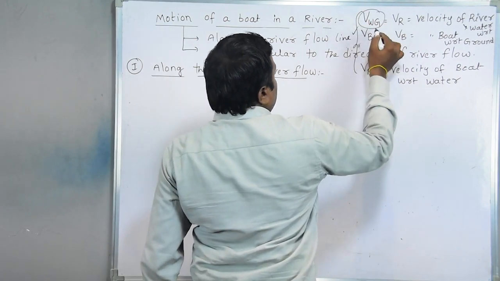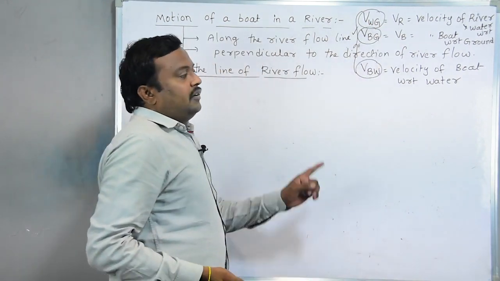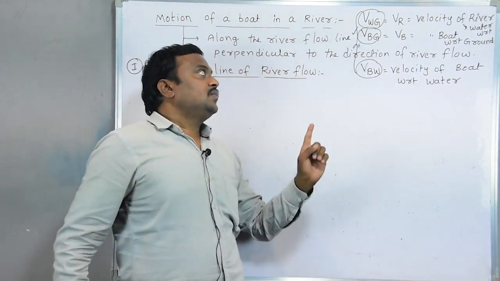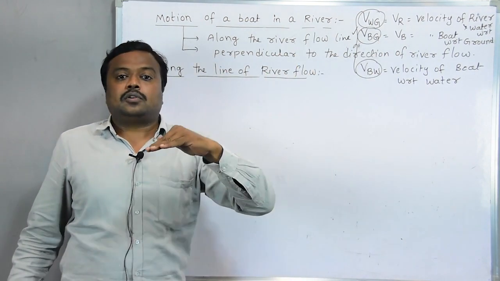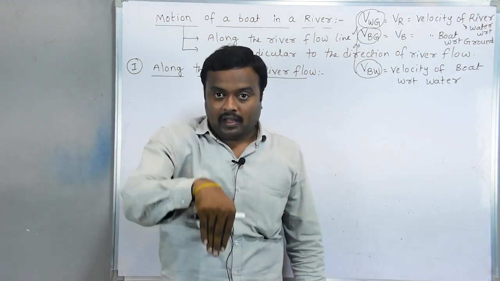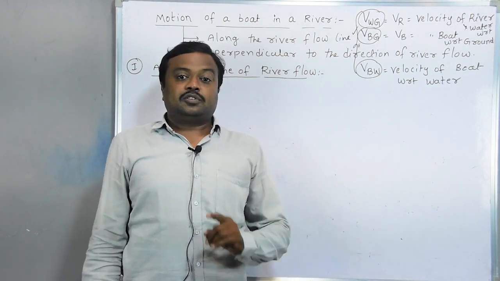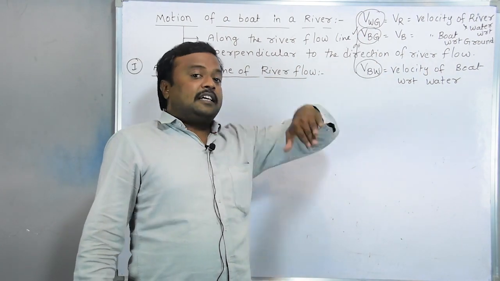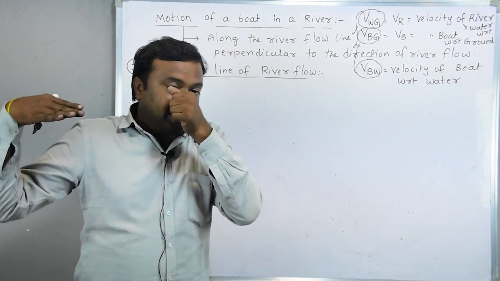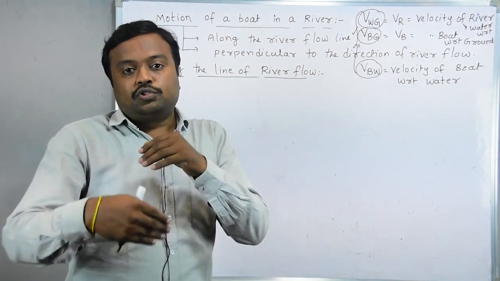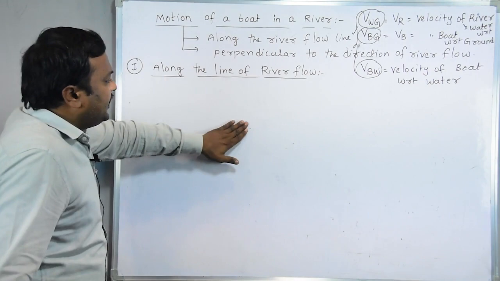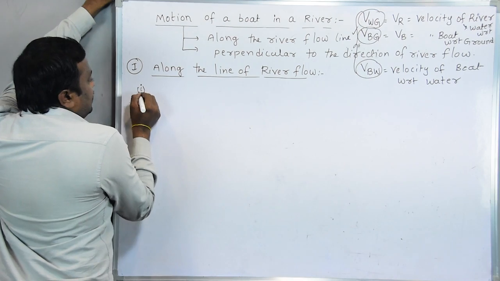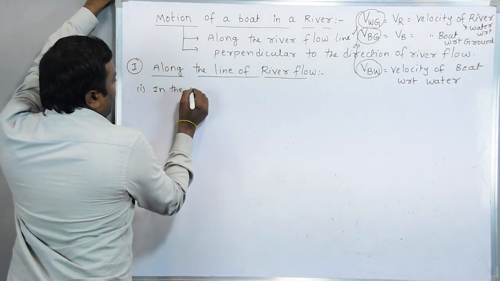These three letters we use in this derivation, don't get confused. Velocity of water with respect to the ground is nothing but only river velocity. Velocity of boat with respect to ground means only boat velocity on the ground, which is not possible to see directly. So we will find this one. Velocity of boat with respect to water means when the water is in motion, the boat also moves with some velocity. So here again two more different cases will come. First case, in the direction of river flow.